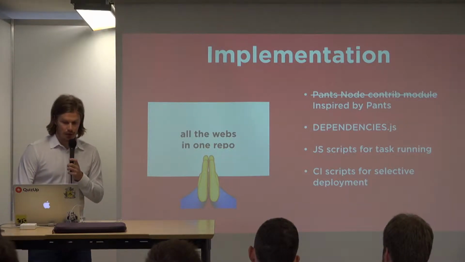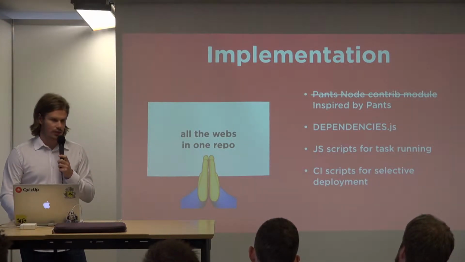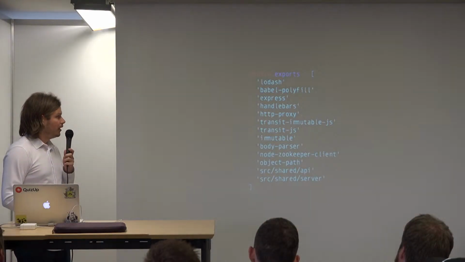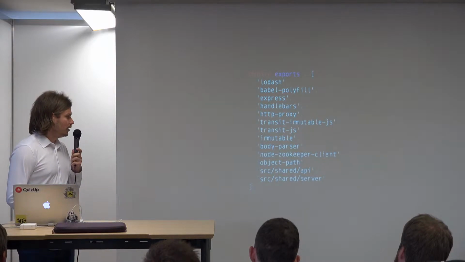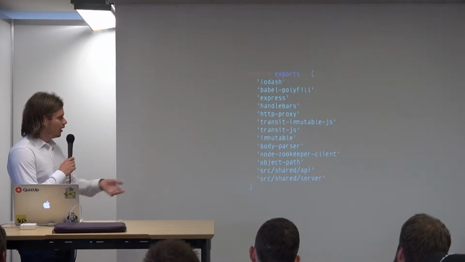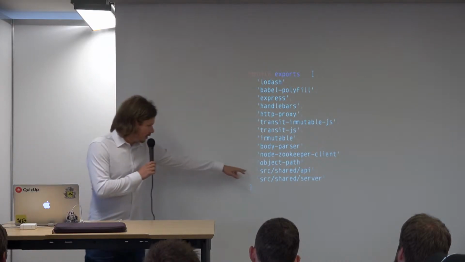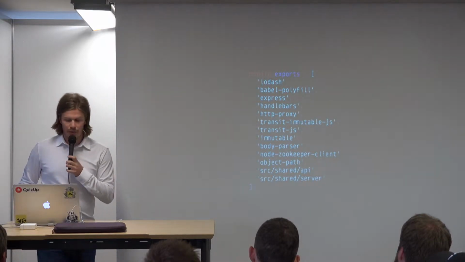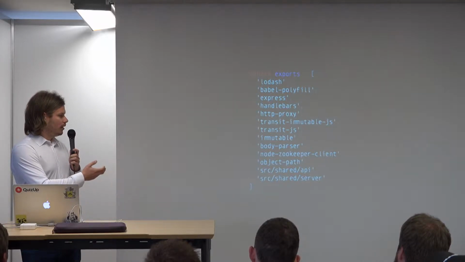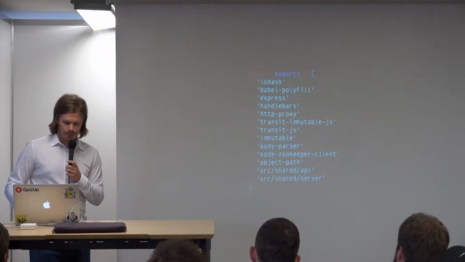So the first thing we did was we were inspired by Pants, so we created a dependencies.js file, which looks like this. This is the dependencies.js for our server in Jarvis. And as you can see, it depends on Express and Lodash and a lot of other stuff. And then it depends on our shared code, which is down here. So it depends on our shared API and a shared server. So now we have all of this boilerplate code, and it's defined in a shared folder, so you can just include it in your project.